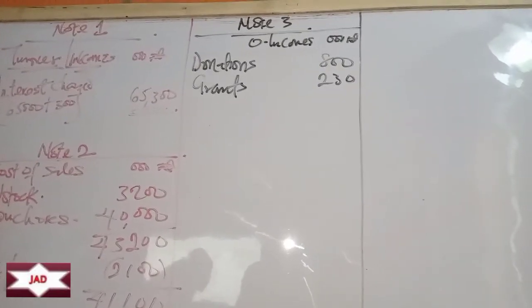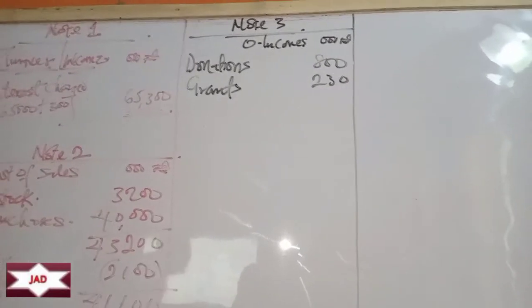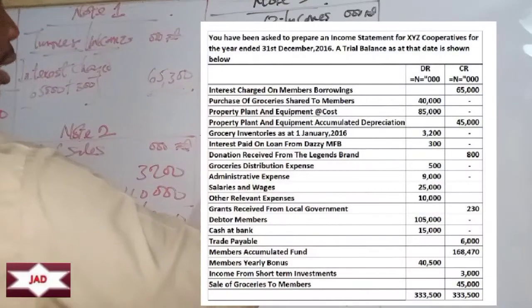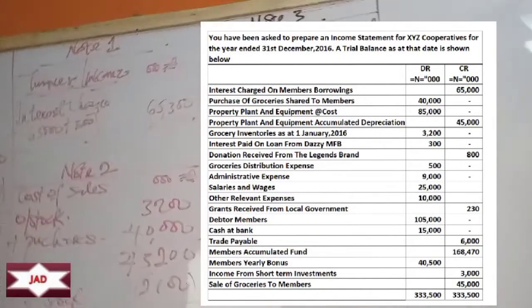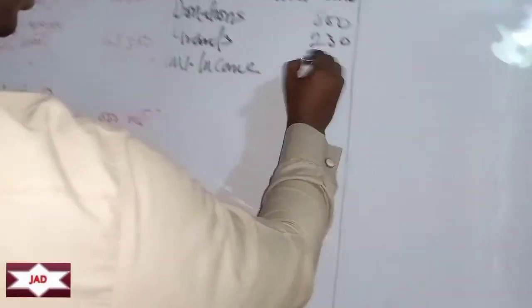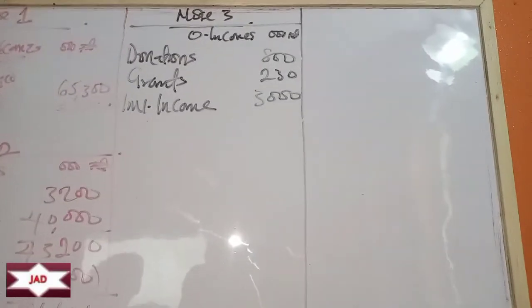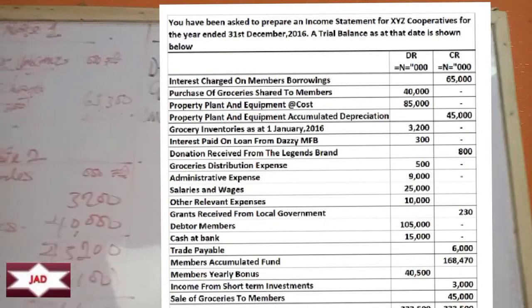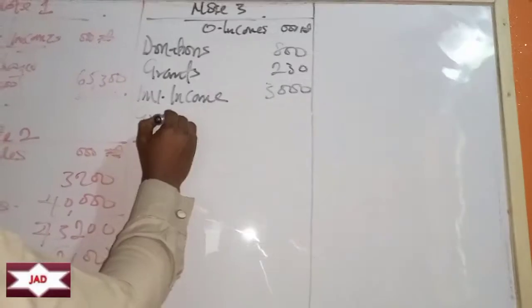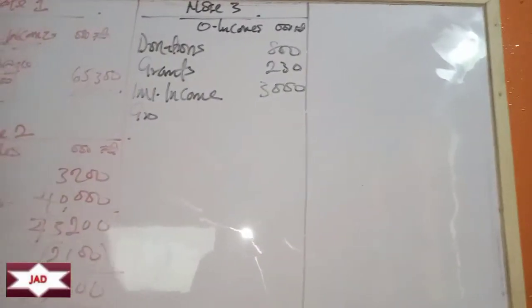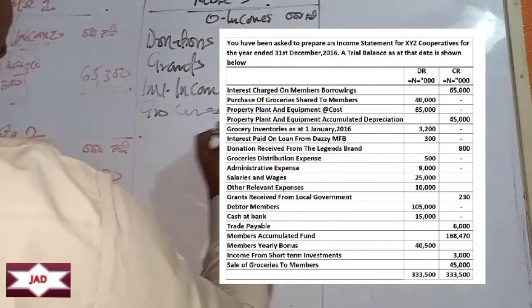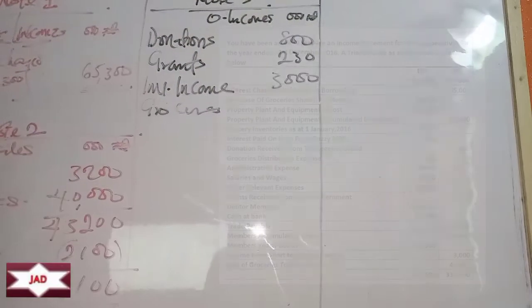Okay. So what's the next one? I can see income from short-term investments. So let's call it investment income, 3,000. Let's put it there. So what's the next income there? I see sales of groceries to members. So groceries sales. What do we have?